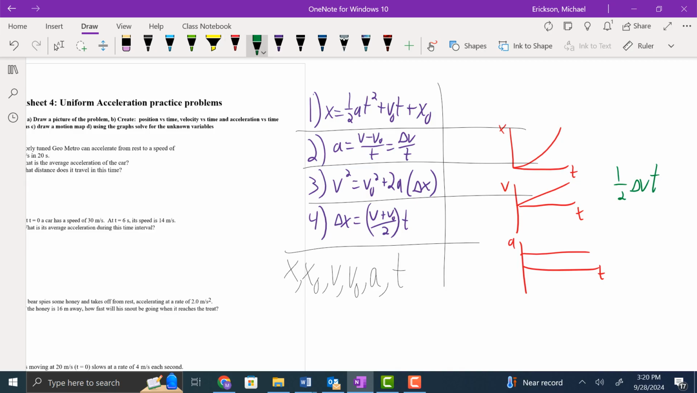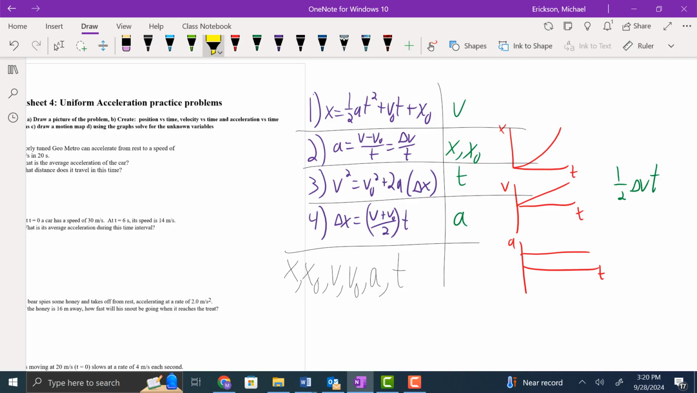So what variables are missing in each of these equations I'm going to look at. So this one, I have all of them except v. All right. This equation, I have all of them, but I'm missing my position terms, x and x initial. All right, this one, I'll let you kind of look at it. What are we missing? T. And this one, we're missing a.